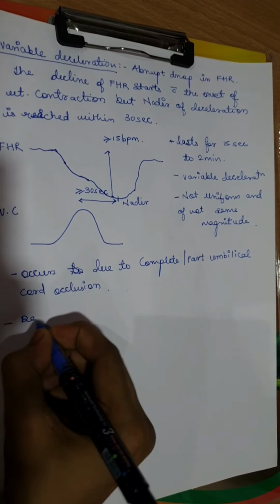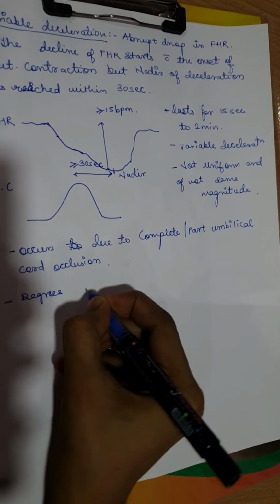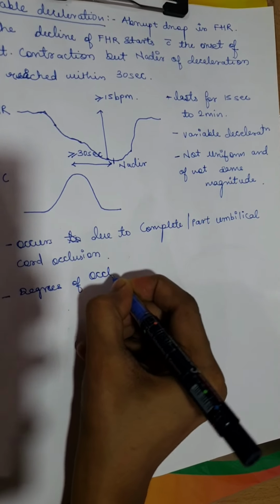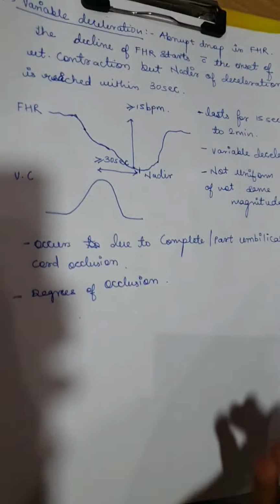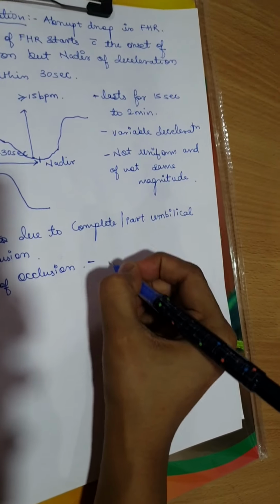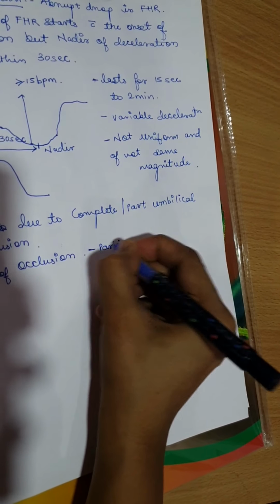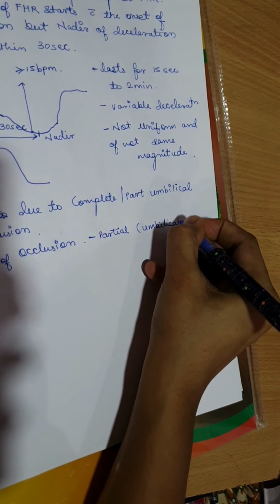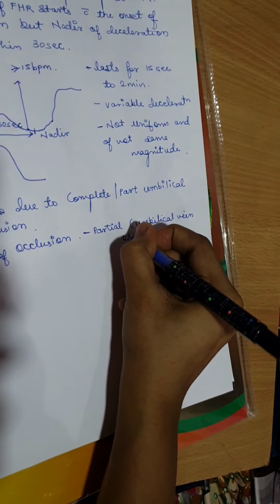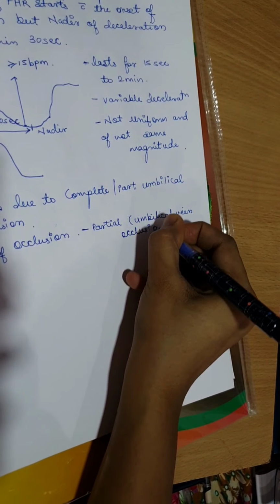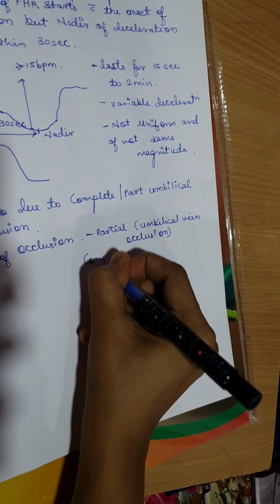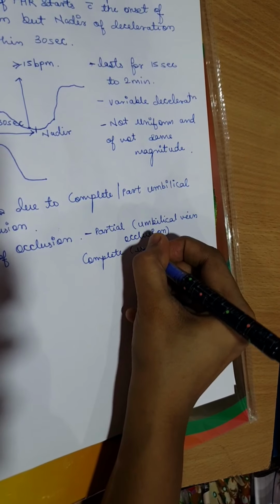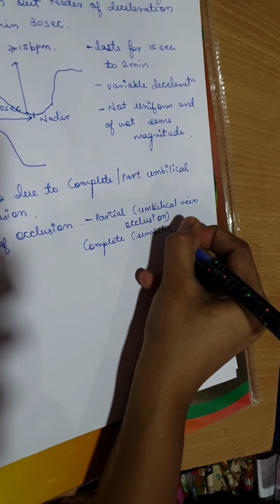So we'll start the diagram. There are degrees of occlusion. It's like partial occlusion. Partial occlusion is when there is umbilical vein occlusion, and complete is when the umbilical artery is also affected.